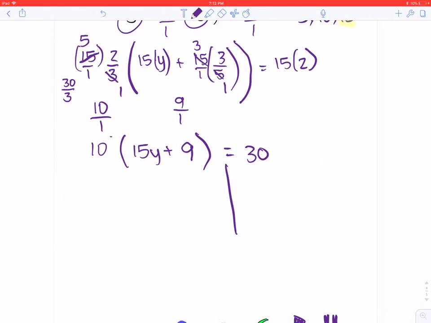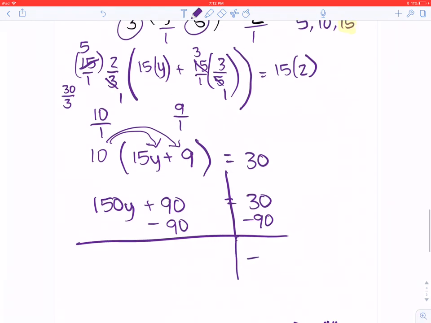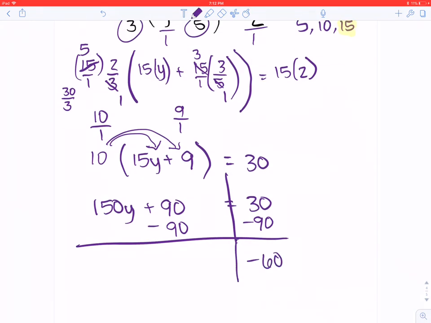Okay, I need to distribute this 10. 10 times 15, 150y. 10 times 9 is 90, equals 30. Subtract both sides by 90. I'm really subtracting, but it's going to be negative. So we have negative 60. This goes away because I subtracted it. And I have 150y. Divide by 150 to both sides.